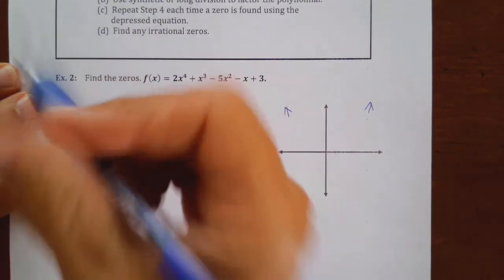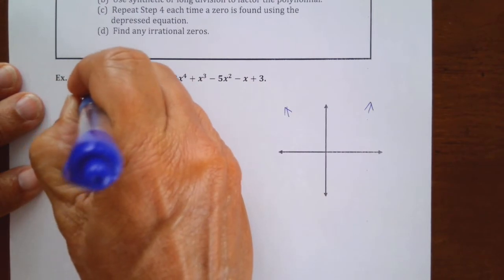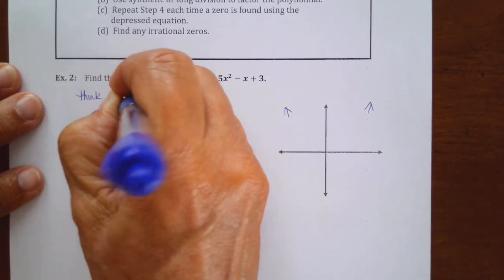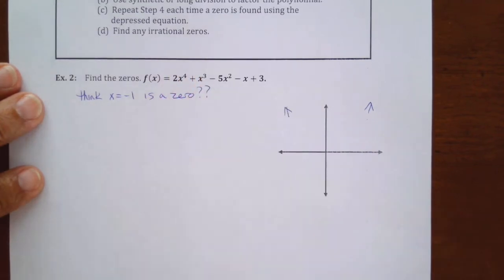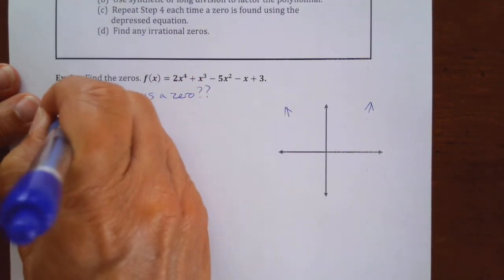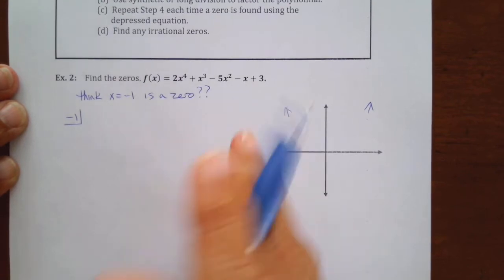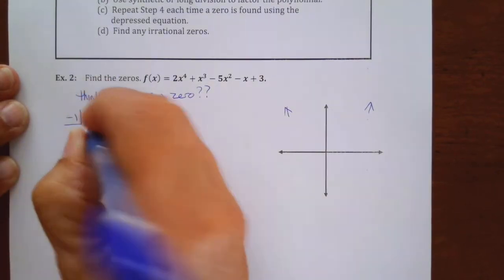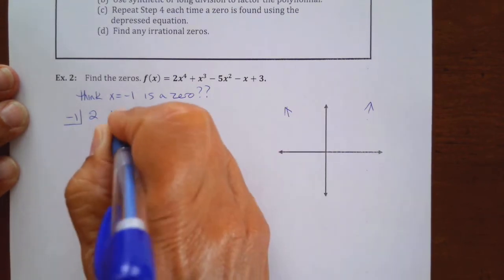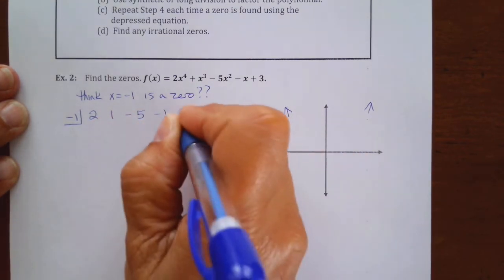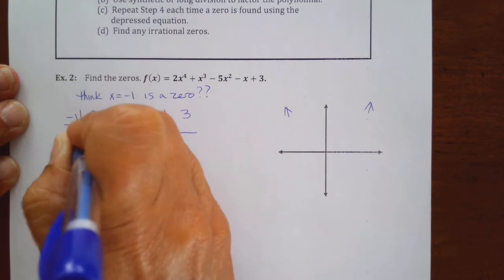All right, I think that x equals -1 is a 0. Okay? So if it is, then I'm going to put -1 in the box, and I'm going to divide this out. Okay? Remember, I got to get a remainder of 0. So 2, 1, -5, -1, 3. Let's see if that's correct.